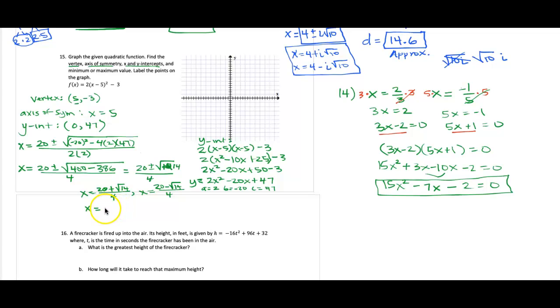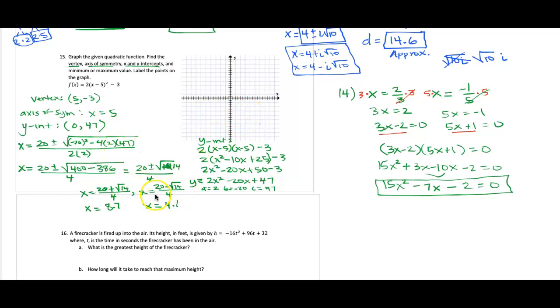So the plus would be 8.74. Okay, so let's just put 8.7, what everybody got, and then 20 minus the square root of 14, and then minus would be 4.06. Okay, so I'll put 4.1.